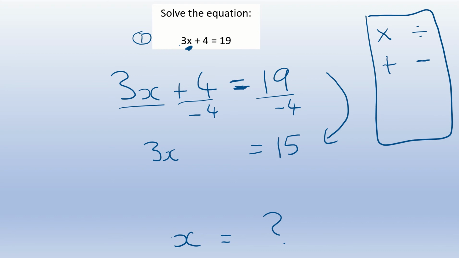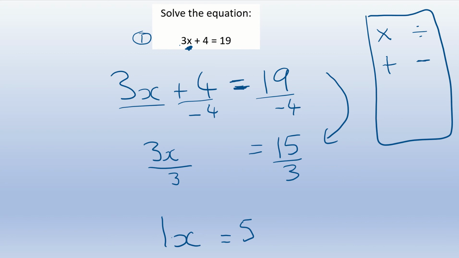We want to get my 3x down to 1x. So if I divide this by 3, I'm going to end up with 1x. If I divide my left-hand side by 3, I've got to do the same to my right-hand side, divided by 3. And as we all know, 15 divided by 3 is 5. So we get our answer: 1x is equal to 5.